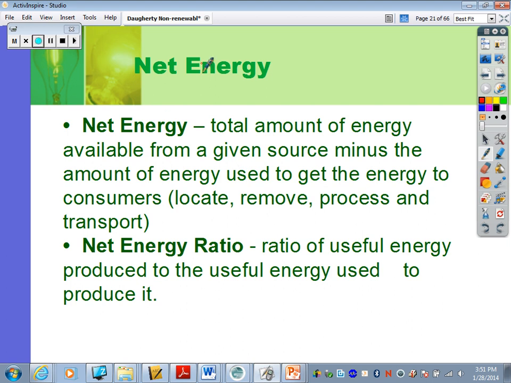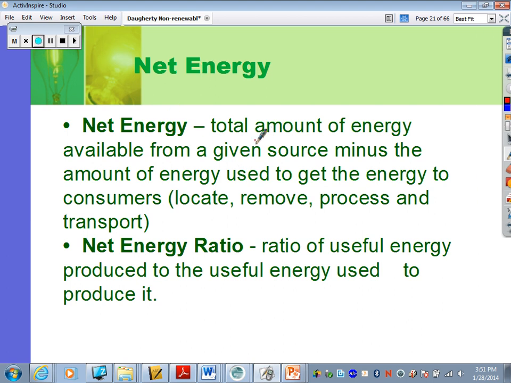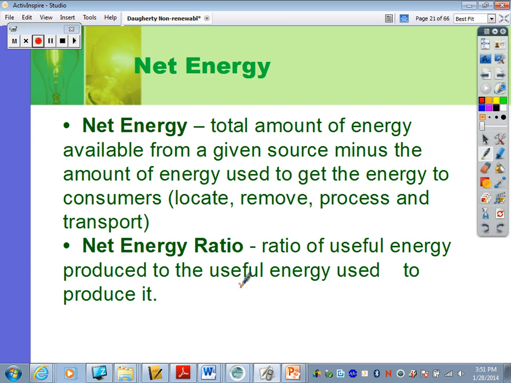So I've mentioned net energy a bunch of times. What are we talking about with net energy? It's the total amount of energy available from a given source minus the amount of energy used to get the energy to the consumer. Again, we went through that whole scenario, how you have to locate it, extract or remove it, process it, transport it, get rid of the waste. All that goes into the net energy. And then we can create a ratio from that for comparison purposes, and that would just be your ratio of useful energy produced to the energy used to produce it.